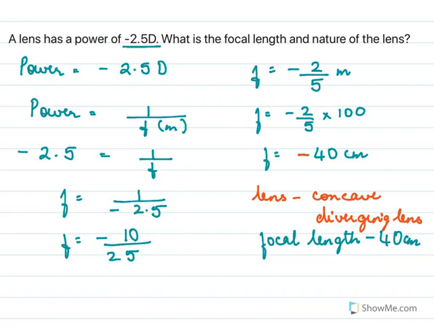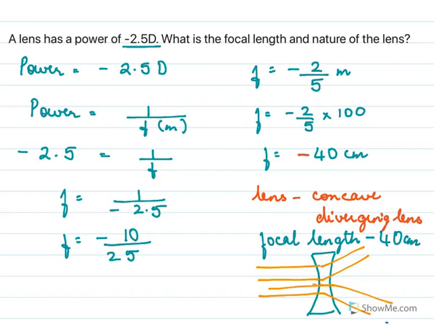The focus is on the left side of the lens. See, rays, when they are parallel, they diverge, but they all appear to come from this point, which is on the negative, on the left side. Hence the focus is negative.